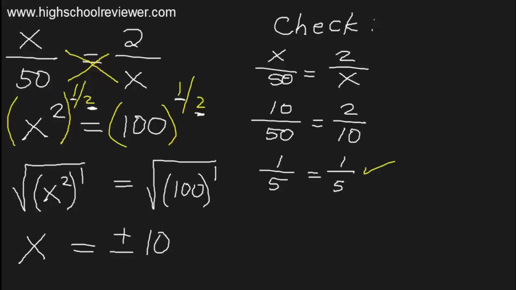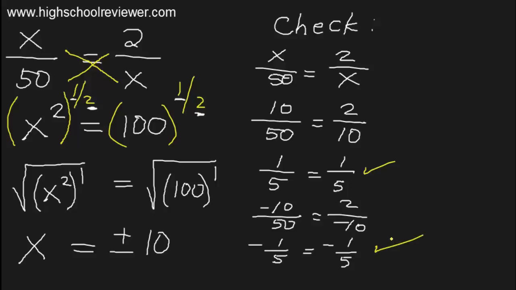Let us now try x equals negative 10. So this will be negative 10 all over 50. This is equal to 2 all over 10. So this will be negative 1 over 5 and negative 1 over 5. So therefore x equals negative 10 is also correct. And these are now our final answers for the problem solving quadratic equation by extracting the square roots.